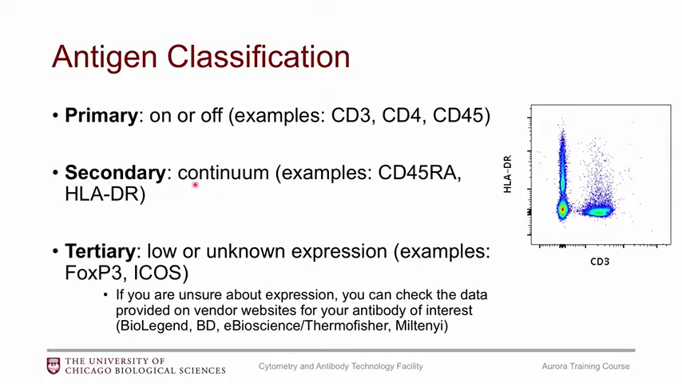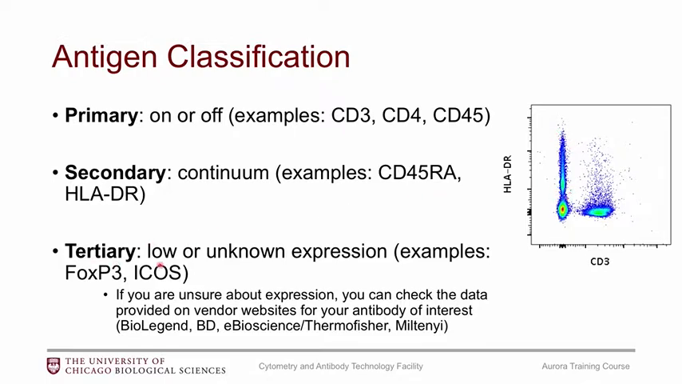Whereas with a secondary marker, that's more of a continuum. Some examples are CD45RA and HLA-DR. You can see on the y-axis, I have the HLA-DR. I would call this more of a smear. So this is what would be called a secondary classification of the marker.